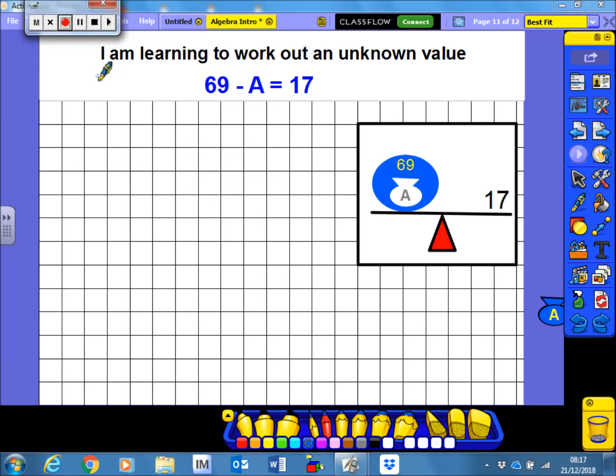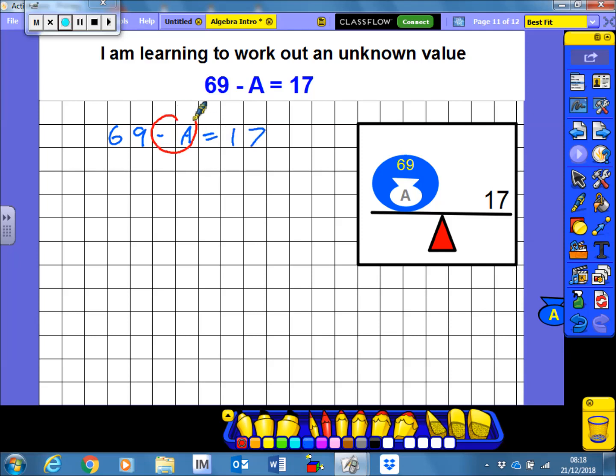Now that last one we were able to do in our heads quite easily. This one is probably a little more challenging just to do in our heads. So by looking at this straight off, the calculations are a little bit harder. I can't just work it out straight away. So I am going to stick to our actual method here. So if we write it out, 69 minus A equals 17. Now I'm seeing that minus A there.